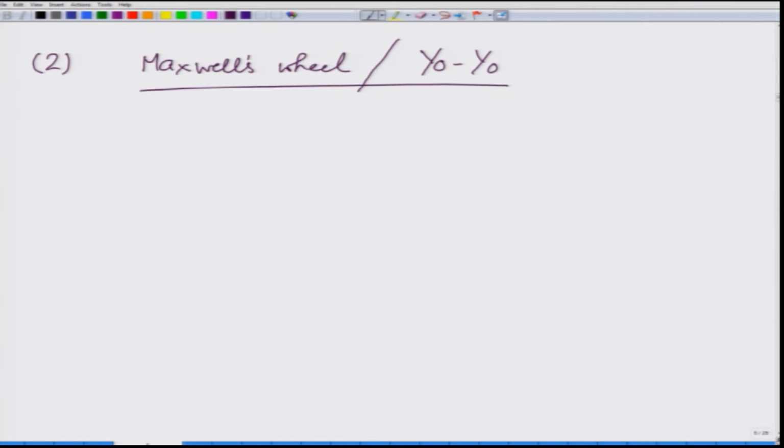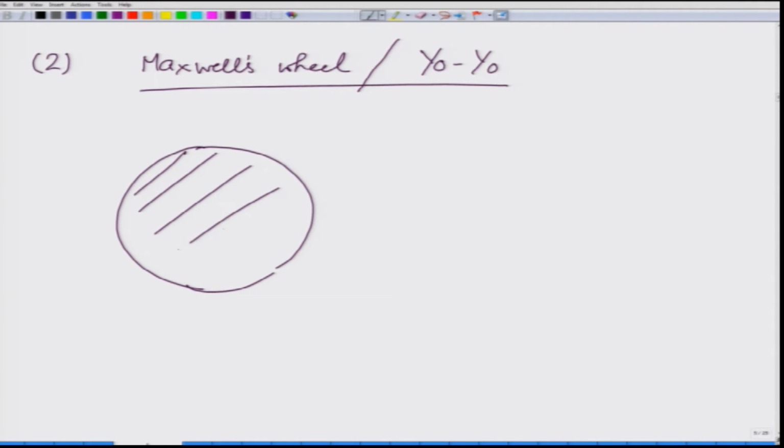What it is that there is a large wheel which is taken, let us say it is uniform distribution of mass, and on its axle one wraps a string and lets it go. So, what happens in this case, you will see that the wheel descends down very slowly, and that depends on the radius here. So, I will show you the demo first, both a yo-yo and Maxwell's wheel, and then we will do the related calculation.